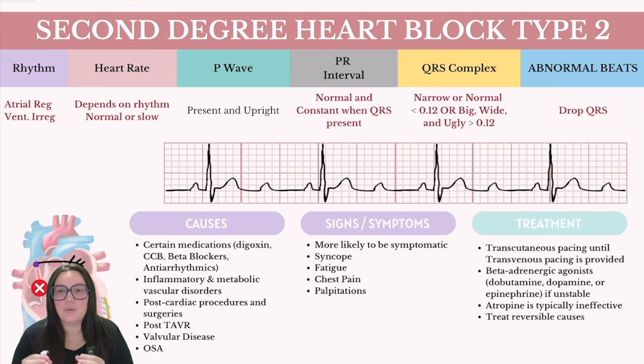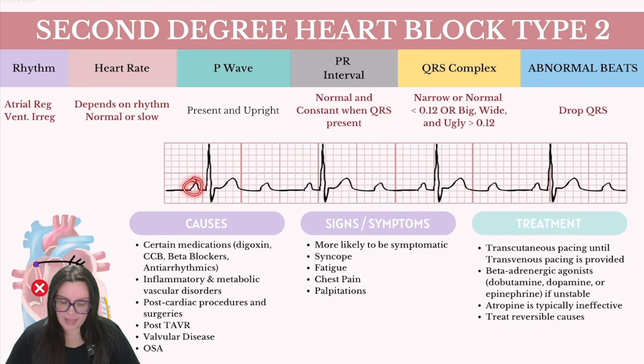So what are we going to see here when it comes to rhythm identification? Well, again, the atria should still be regular and our ventricular rhythm is going to be irregular due to those dropped beats. The heart rate is going to be dependent on what's going on with the heart rhythm. It could be normal or it could be slow. The P wave is going to be present and upright.